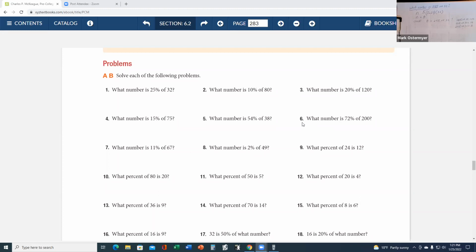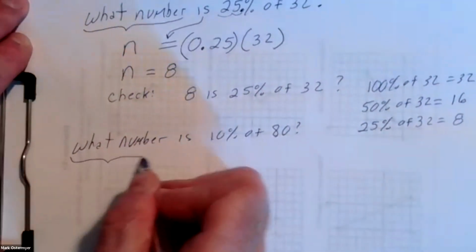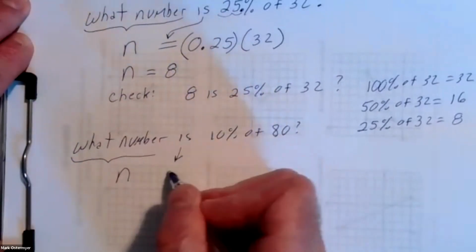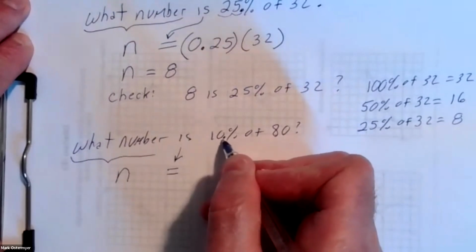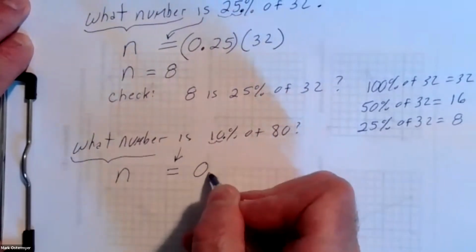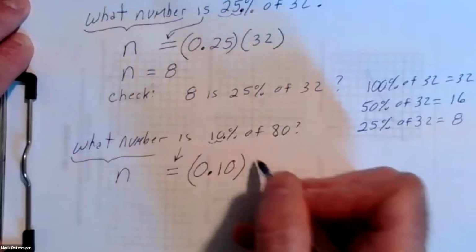Okay, number 2, what number is 10% of 80? So we'll try to convert this into an equation. What number means unknown, is means equals. 10% of 80, we change the percent to a decimal by shifting the decimal point 2 places to the left. So that's 0.10. Of means multiply. So we're going to multiply 0.10 times 80.